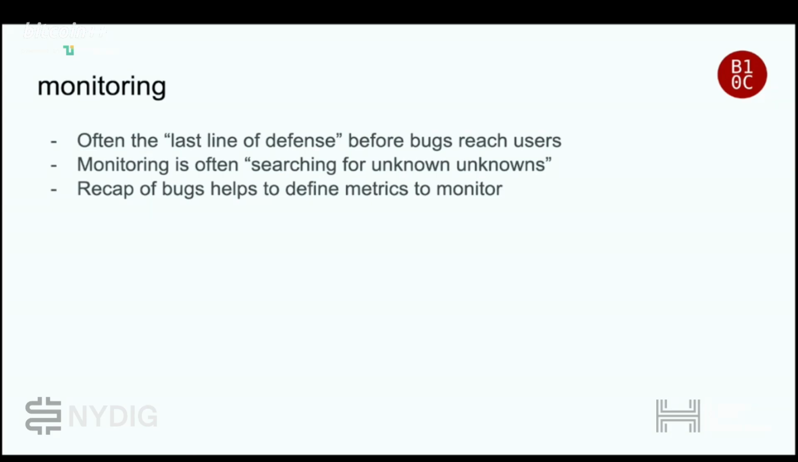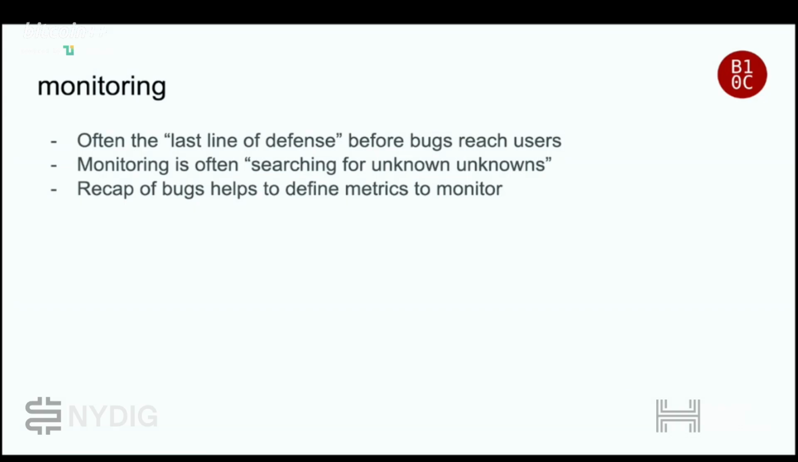But a recap of bugs like this, as we're doing right now, really helps monitoring to define metrics and come up with ideas. Okay, how can we find this bug in the future? What should we have been tracking back then? And maybe even extend the scope a bit and say, hey, similar classes of bugs, how can we find them in the future? What metrics to keep track of?